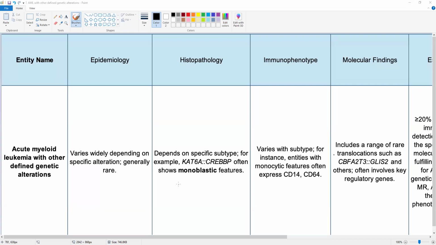Morphologically, they are pretty variable. For example, one of them is characterized by CAT6A CREBBP fusion. This one shows monoblastic features, for example. The immunophenotype varies with the subtype. Entities with monocytic features are going to show monocytic markers like CD14 and CD64, and others with megakaryoblast features are going to show expression of megakaryoblast markers.